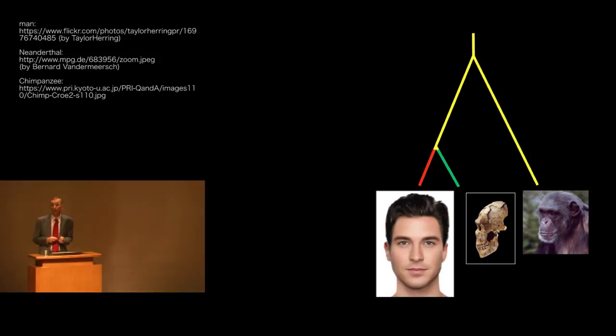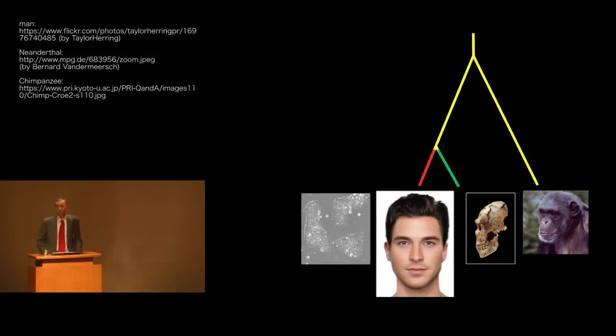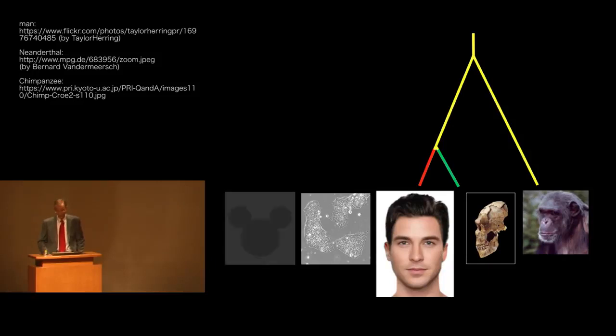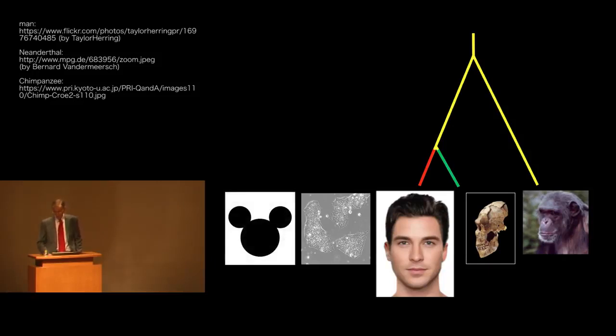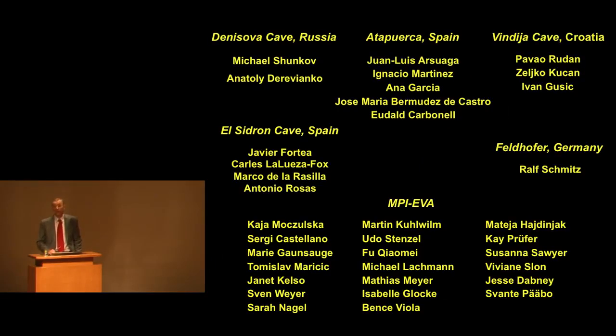We will have to do functional work if we really want to understand human origins. And that will then be done by iPS cells, modified iPS cells, but also, I think, with humanized mice. And with that, I then thank you for your attention.